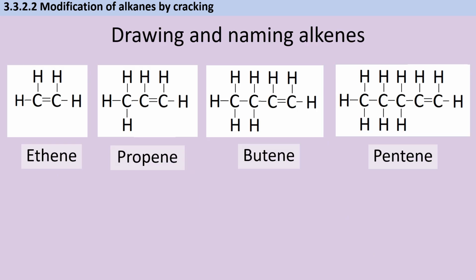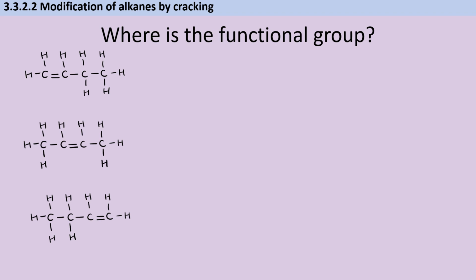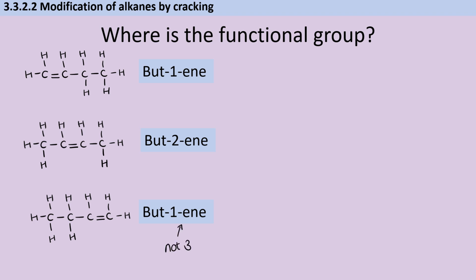Having used a simple prefix and suffix to name alkenes at GCSE, in Year 12 we moved on to say that actually it's important where the double bond lies. So we have but-1-ene and but-2-ene, but don't forget that this is still but-1-ene because we're always counting from whichever end of the molecule is going to give us the smallest number. And then we also have to remember that this molecule is just propene because there's only one possible location for the double bond.